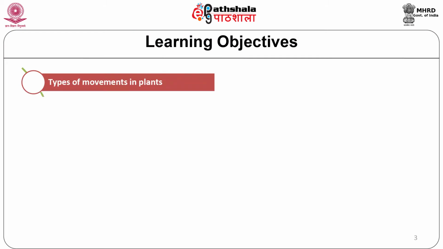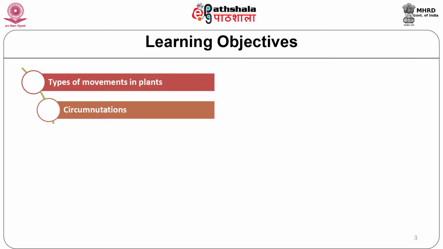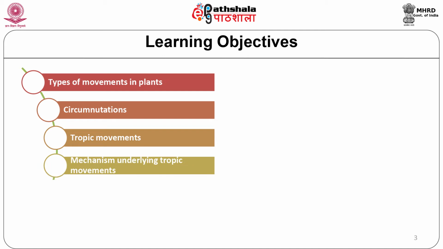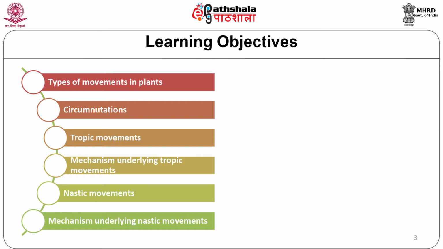in plant movement. Types of movement in plants: circumnutation, trophic movements, mechanisms underlying trophic movements, nastic movements, mechanisms underlying nastic movements.